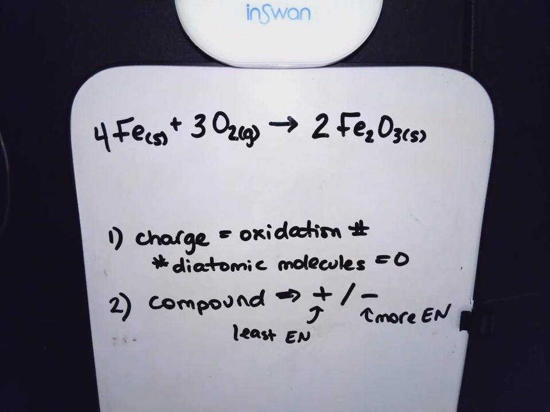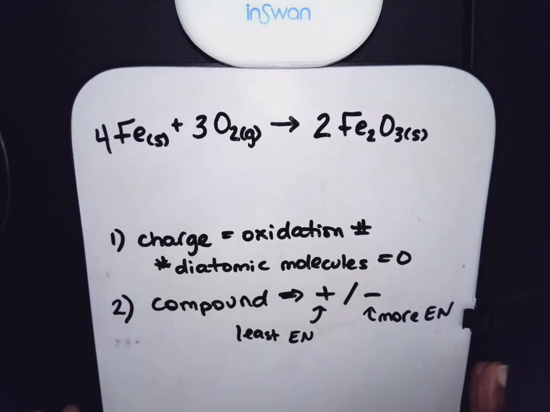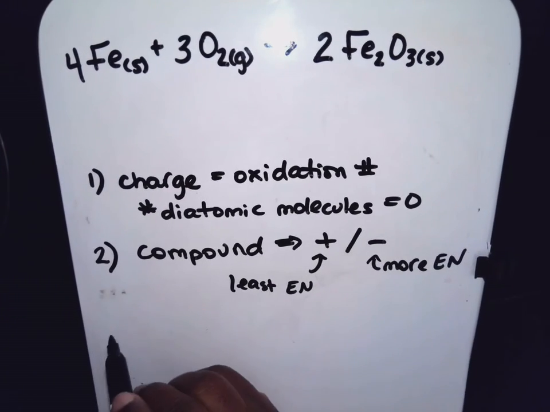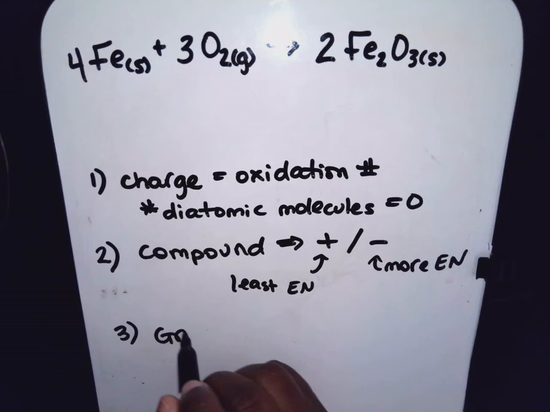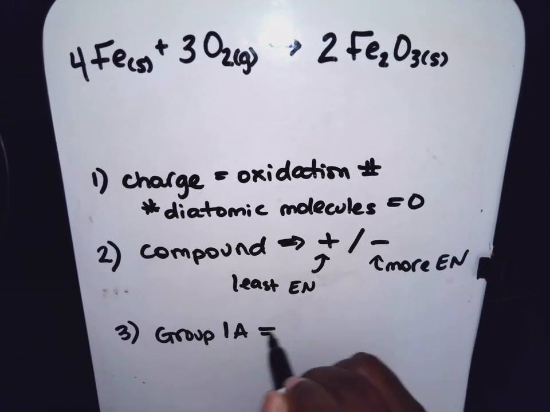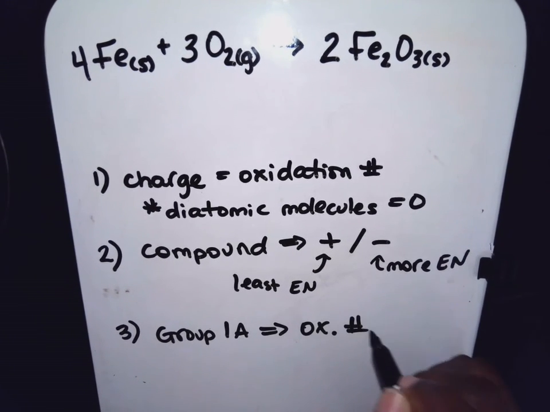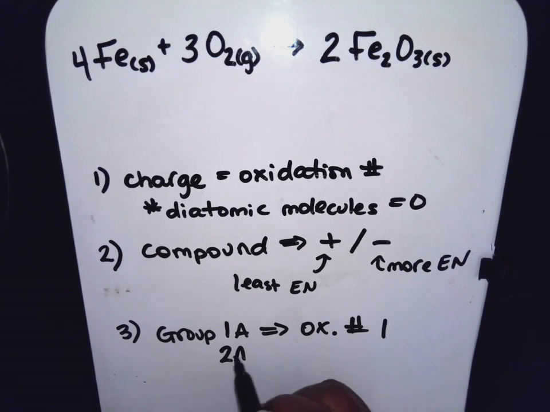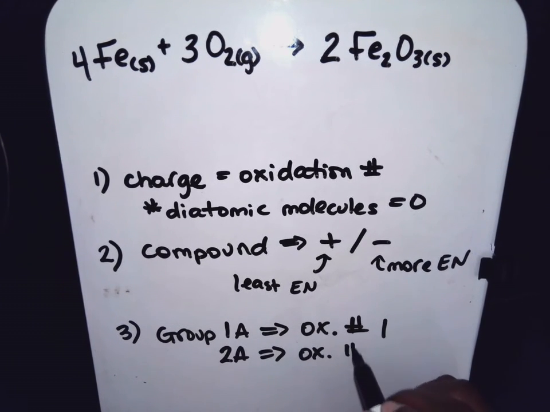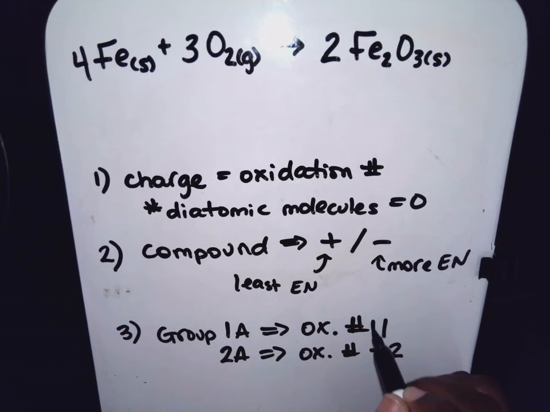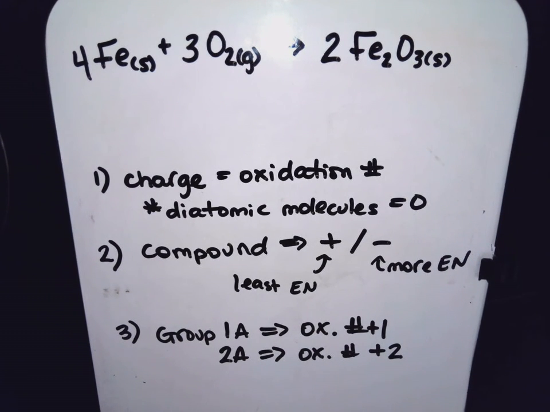Some other little tips that you'll see for your group 1A metals, they will always have an oxidation number of 1. Same thing with group 2A. They're going to have an oxidation number of plus 2. I should have said a plus 1 instead of just 1. And so when you keep this in mind as you go through the rules, you'll start being able to identify and start noticing some patterns as you're determining what was oxidized and what was reduced.